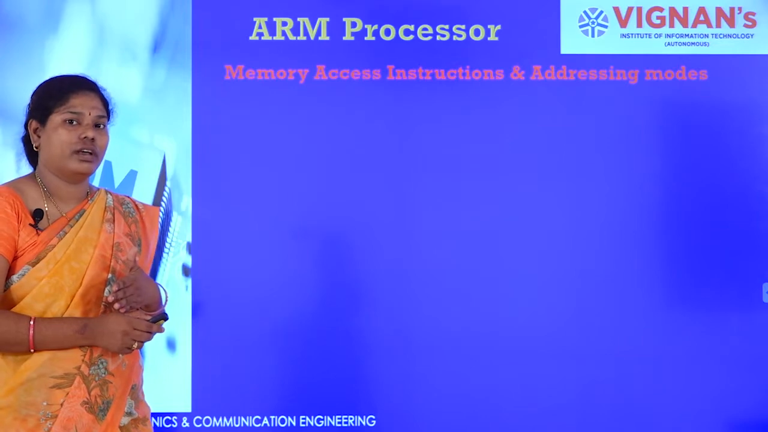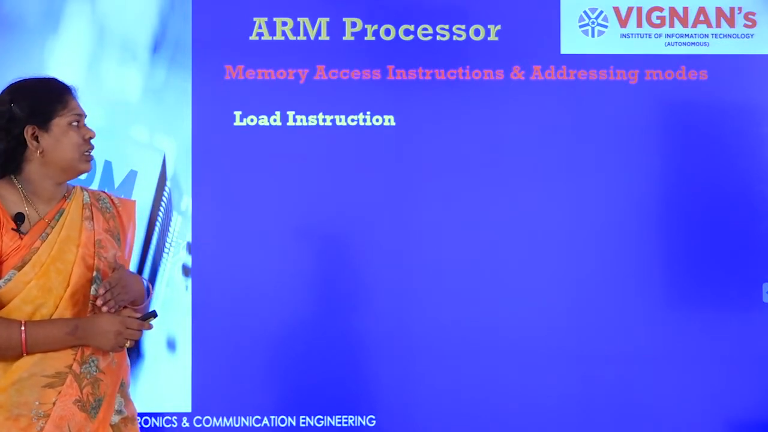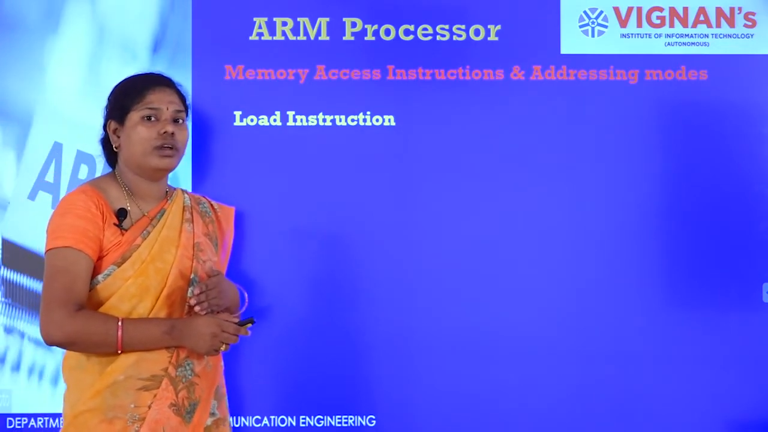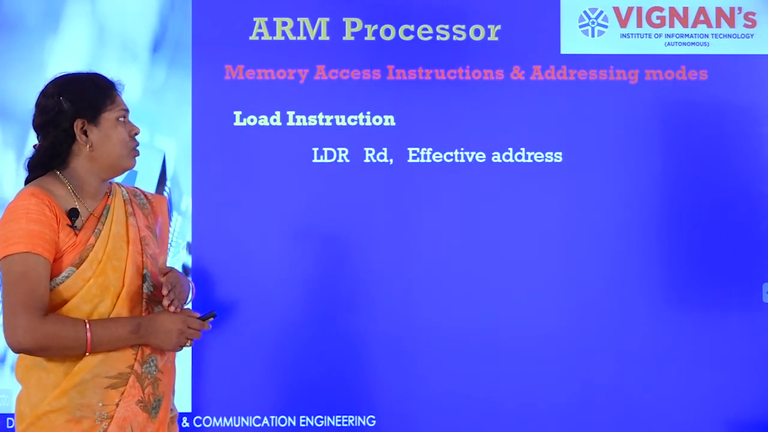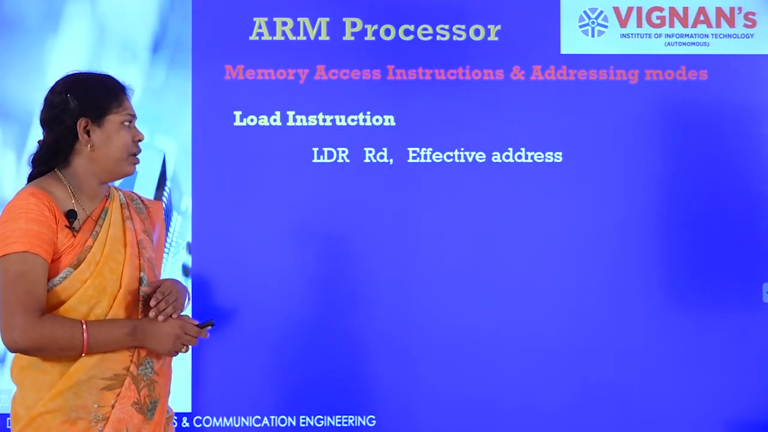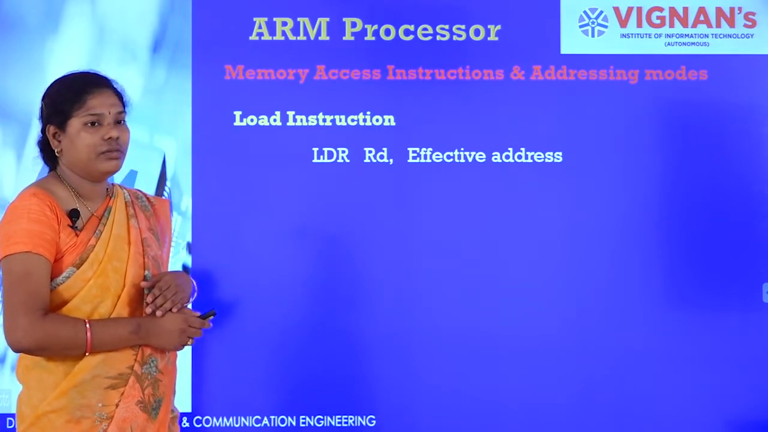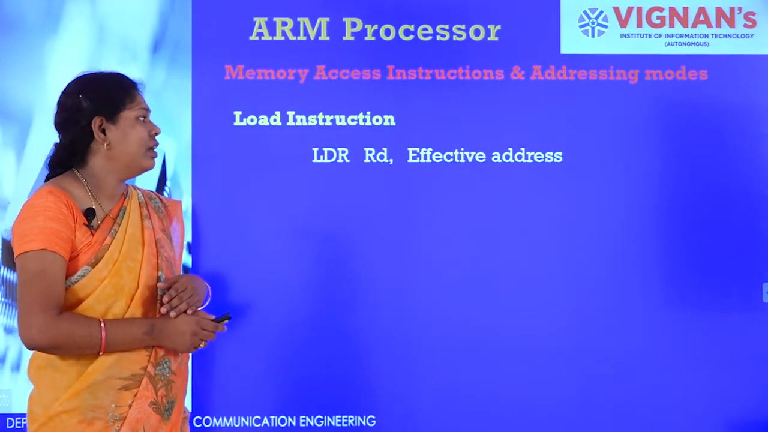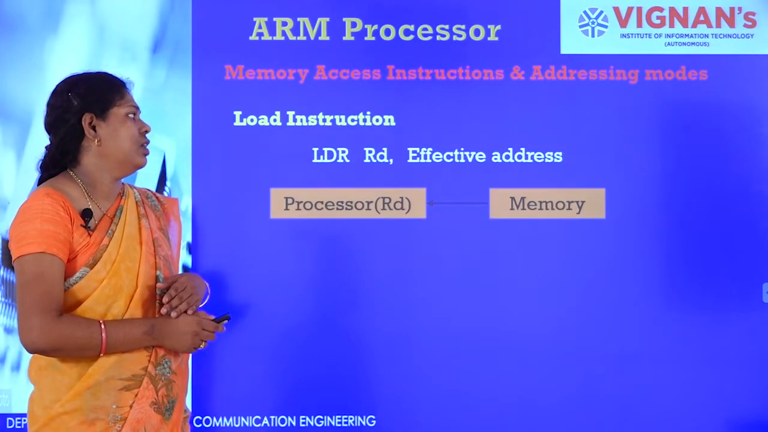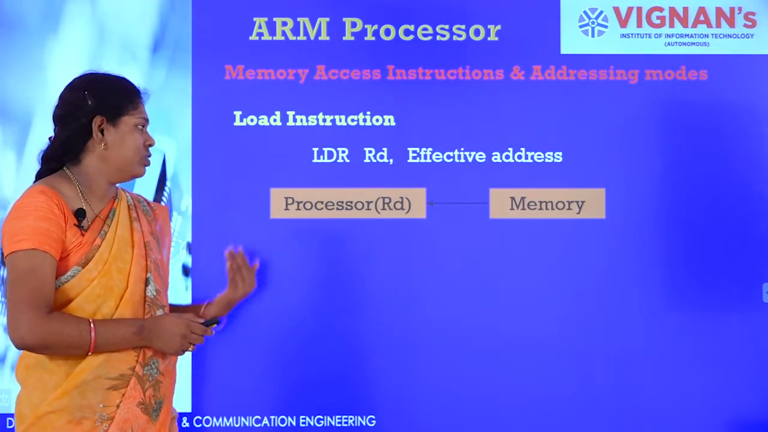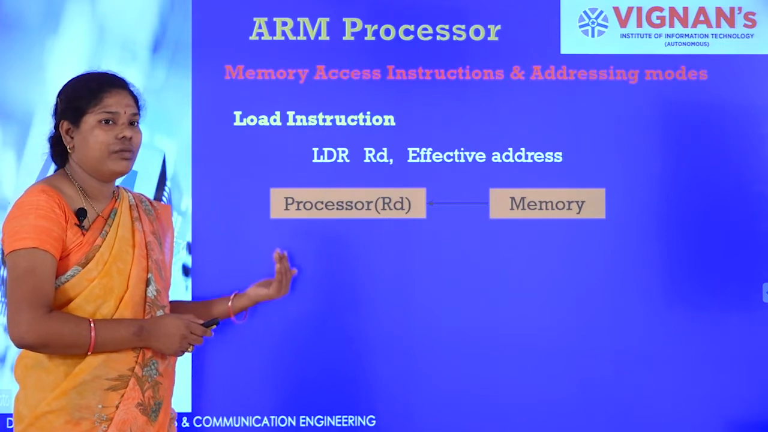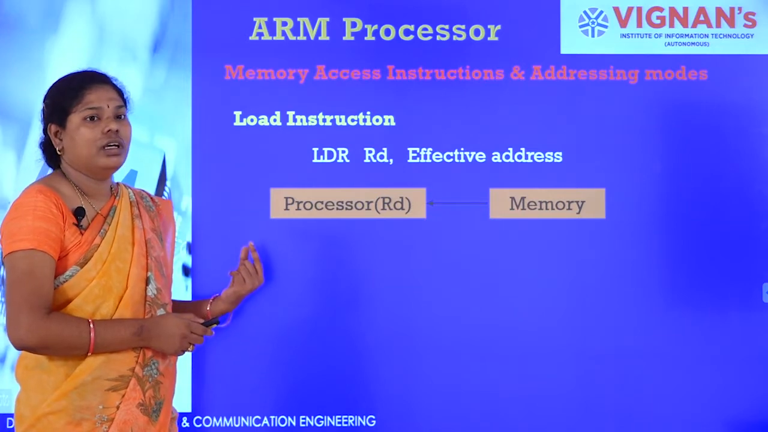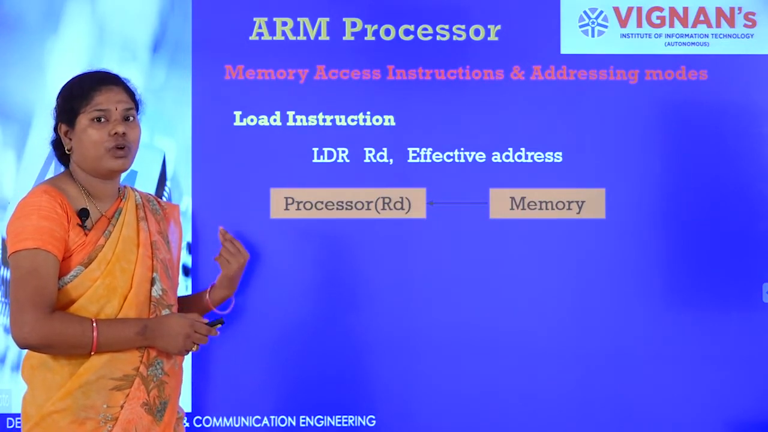The first operation we are calling as load, that is load instruction. Load, here we are talking with respect to the processor, that is the processor loading the information. Now let us see the instruction LDR Rd, effective address. Here LDR means load register. What is the register? Rd. Load with the data addressed by the effective address, that is the data will be copied from memory to register. That register is available in processor.